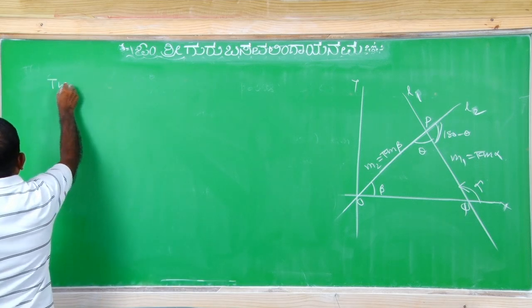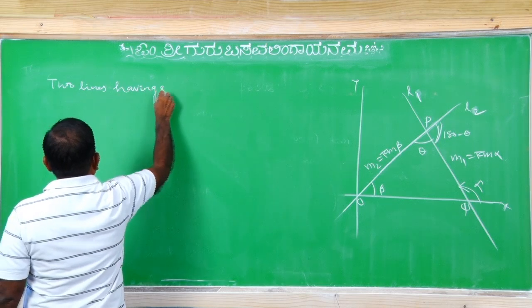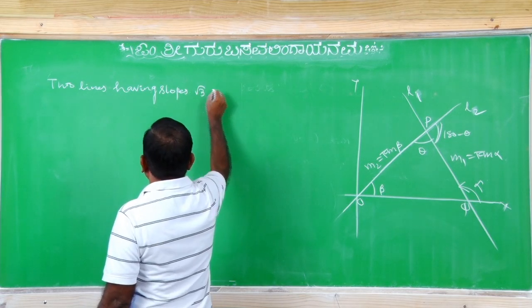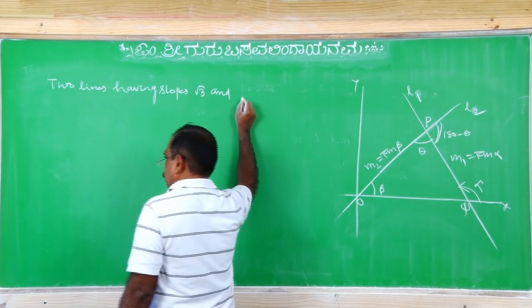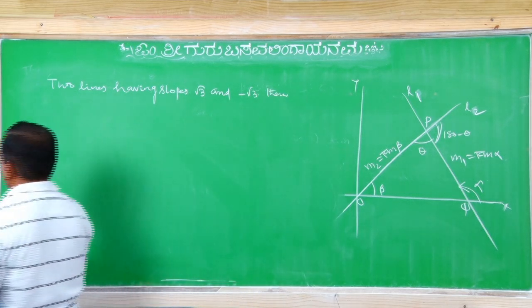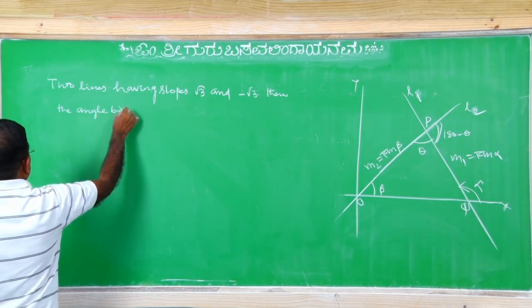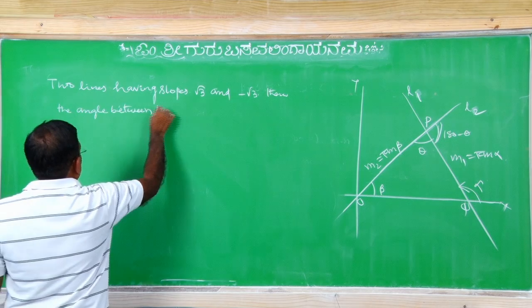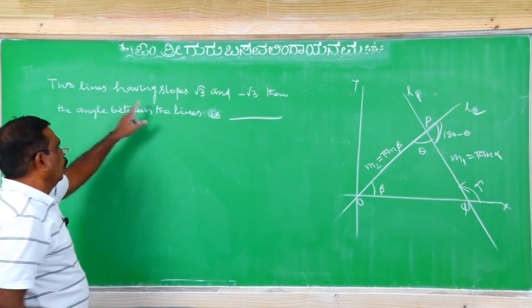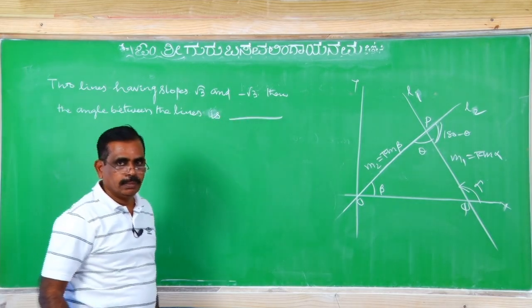Two lines having slopes root 3 and minus root 3, then the angle between the lines is how much? Tell me yourself.